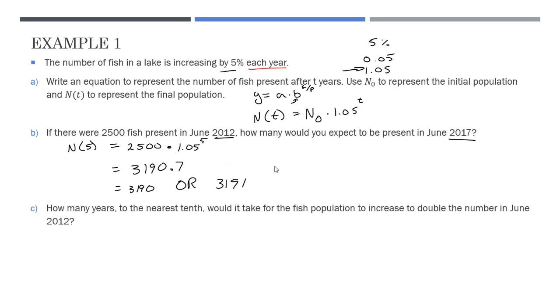Right, for C, how many years to the nearest tenth would it take for the fish population to increase to double the number in June 2012? So this time I'm going to take 2 times N subscript 0 equals N subscript 0 times 1.05 to the power of t. Now we're going to do what we told you not to do before, which is I'm actually going to divide each side by N subscript 0.